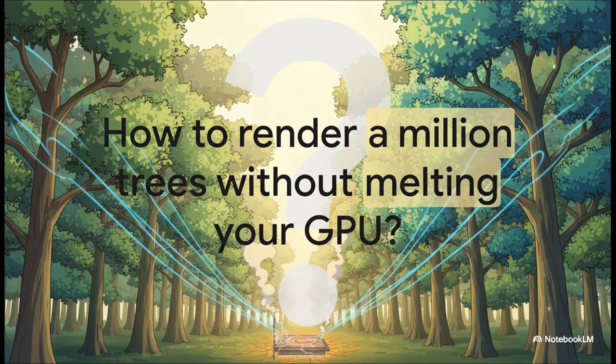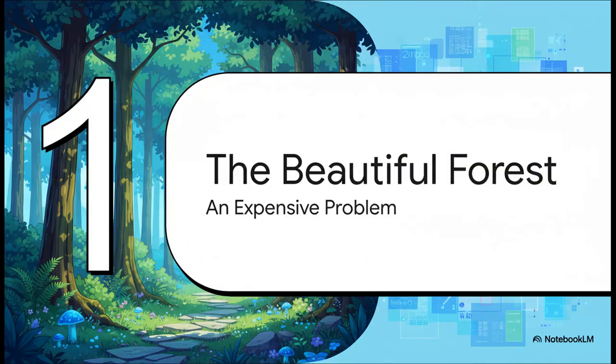Yeah, but here's the catch. All that life comes at a massive technical cost. Which brings us to the big question we're tackling in this explainer. How on earth do developers manage to render 1 million trees, each one with thousands and thousands of leaves, all in real time?